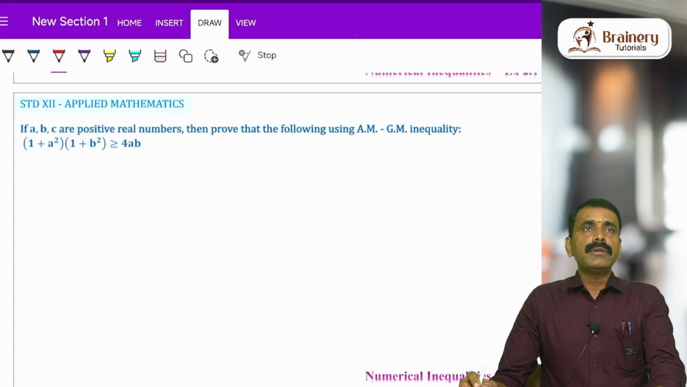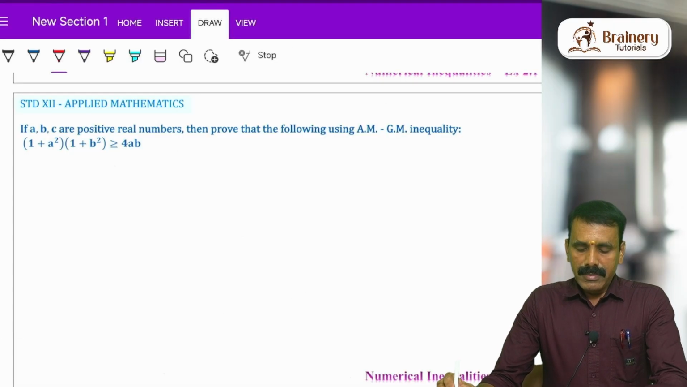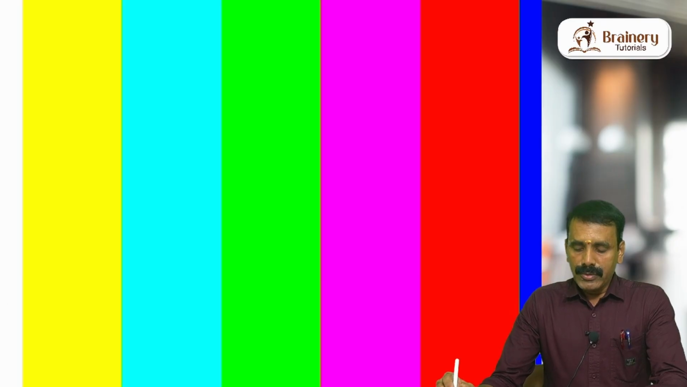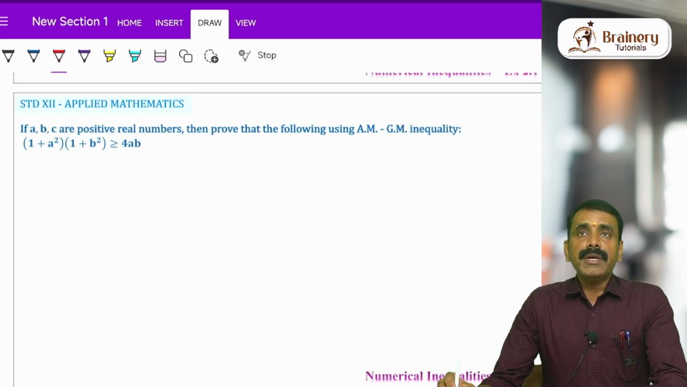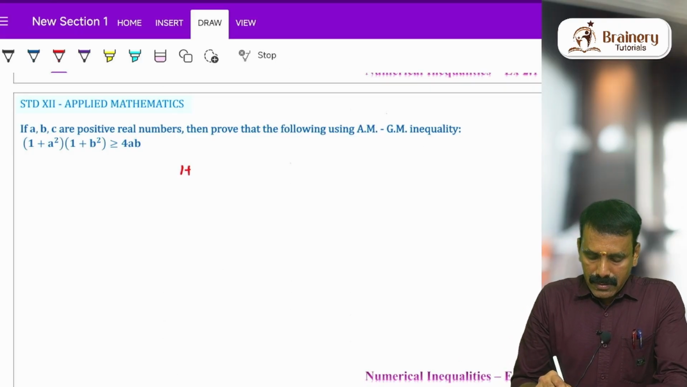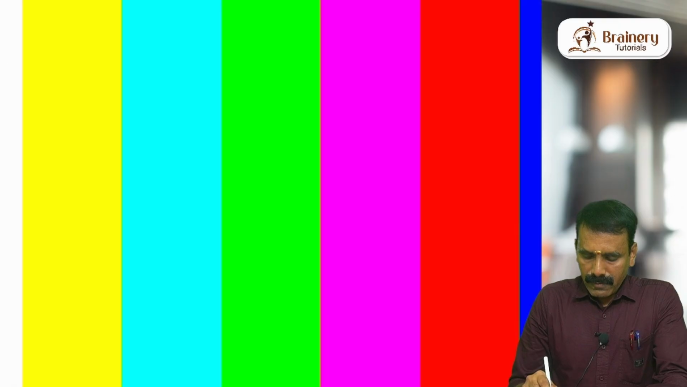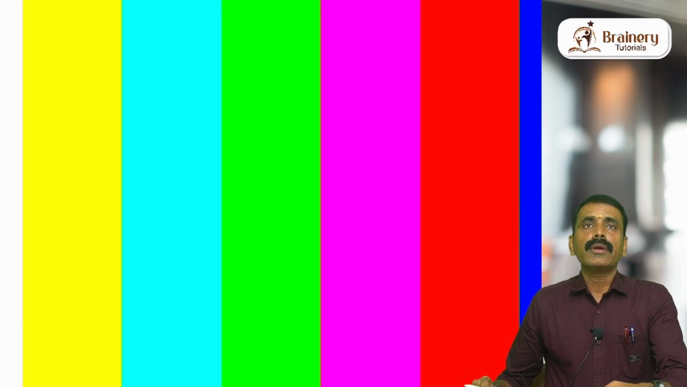Now consider this question. If A, B and C are positive real numbers, then prove the following using the AM, GM inequality. We are going to prove this expression: (1 plus A square) into (1 plus B square) greater than or equal to 4AB.